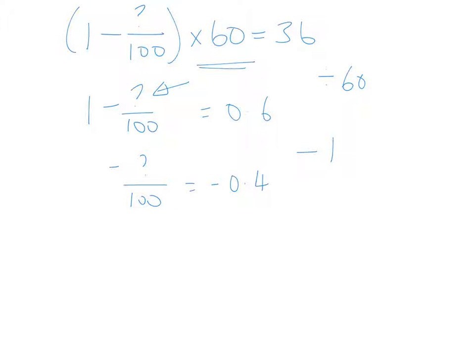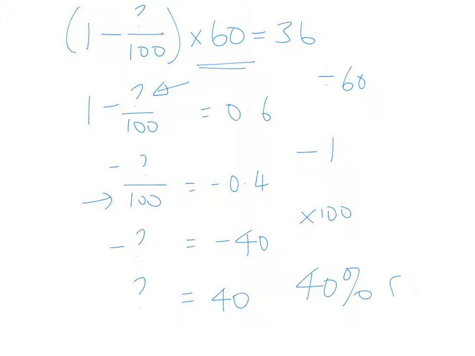The next thing I need to get rid of is this 100 at the bottom here. So I'll have minus question mark, I'll multiply both sides by 100, equals minus 40. Now if minus question mark equals minus 40, question mark must equal 40. So the sale gives 40% off the coat.